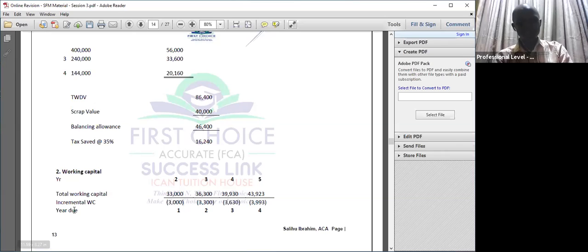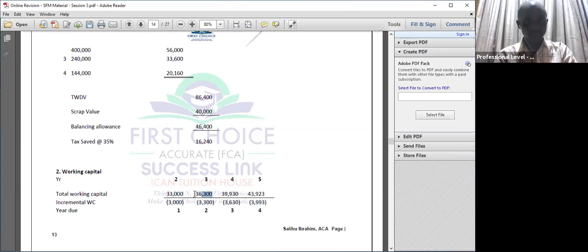Now, I will have to do incremental working capital. The incremental working capital for year 2 is going to be year 2 working capital, which is 33,000, minus year 1 working capital, given in the question as 30,000. That will give us 3,000 as increase. Do you understand? It means in year 2, my working capital has increased by 3,000.